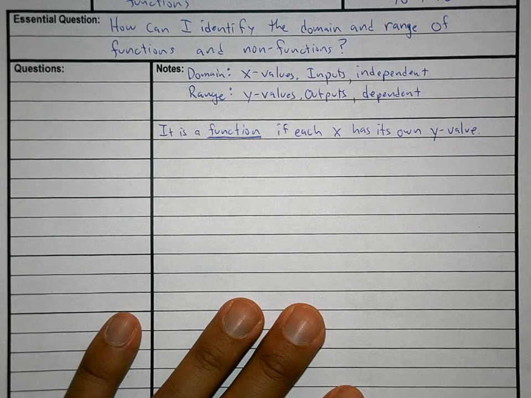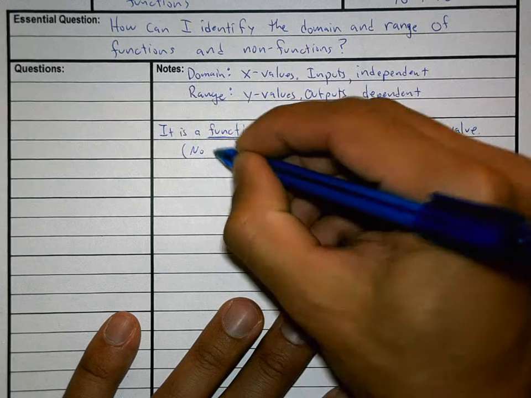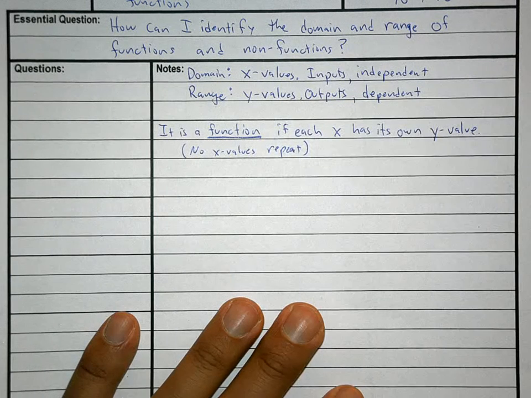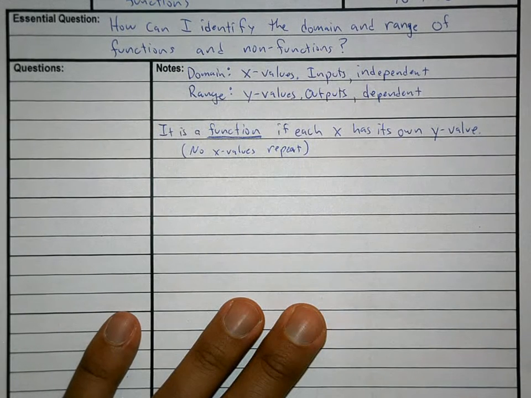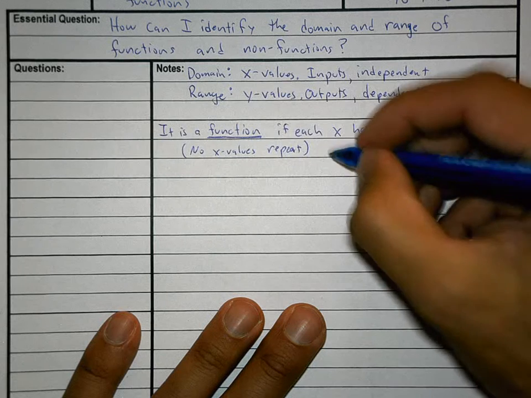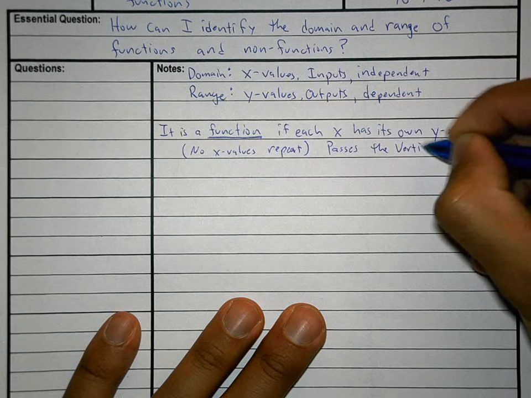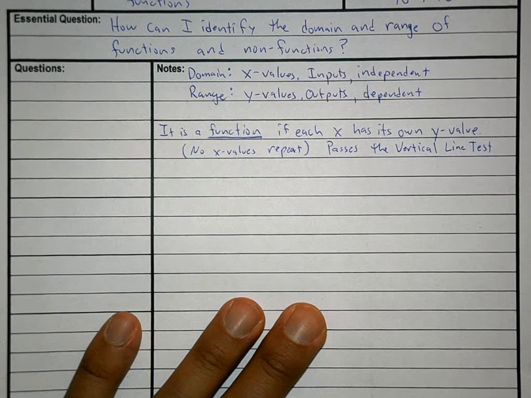In other words, no x values repeat. It is a function if each x has its own y value, which means no x values repeat themselves. They're not cheating on anything. Each one has their own deal. It also passes the vertical line test, which is something we wrote down before. But I'm having you write it down again because that's what this next section of the worksheet is going to ask you to do.